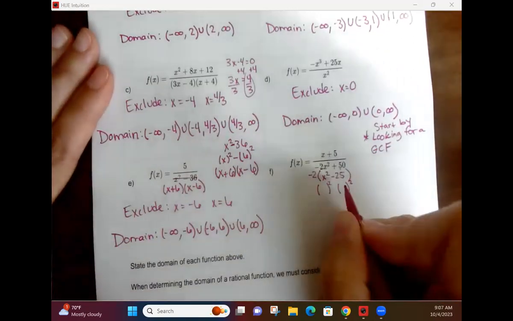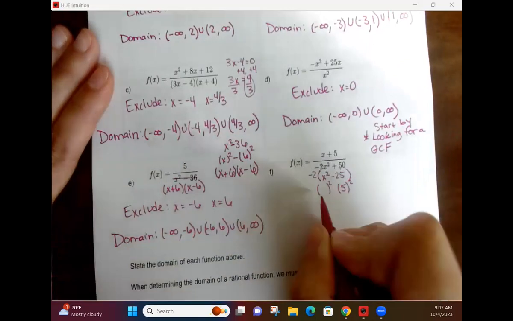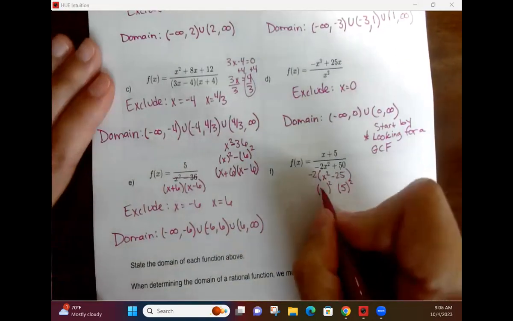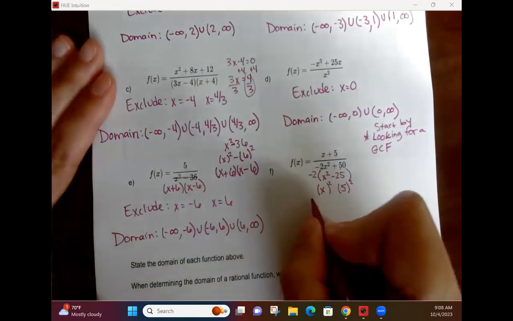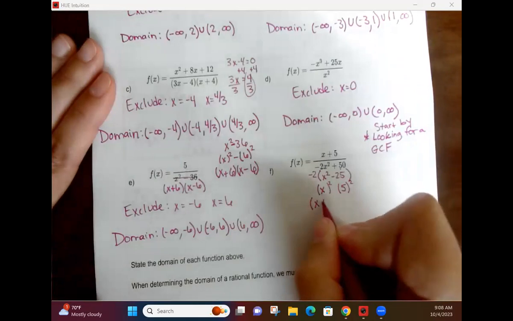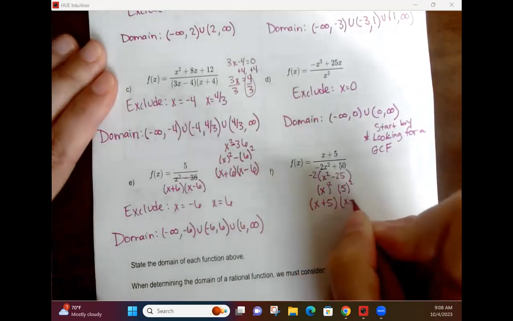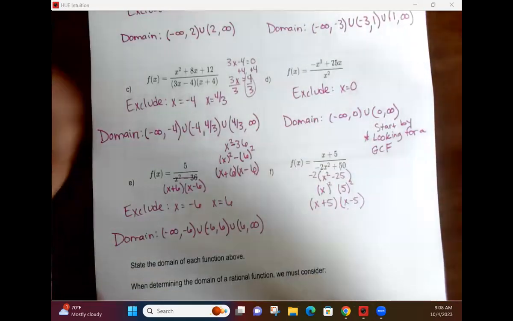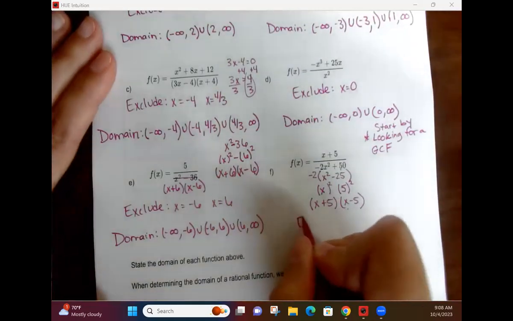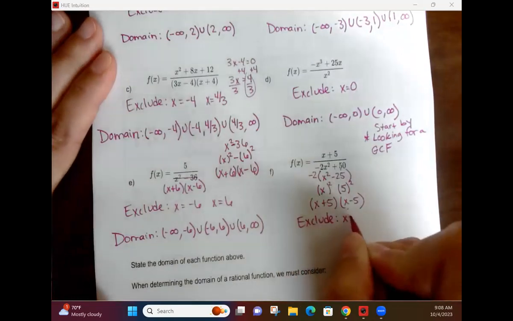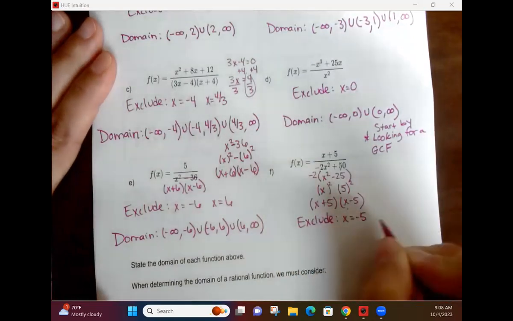So to get 25, we would square 5. And this sounds like a trick question, but to get x squared, what would I square? I would square x. So my factored form here with my -2 in front would be x plus 5 times x minus 5. So I can see now that I have my linear factors that I would exclude -5 and +5.